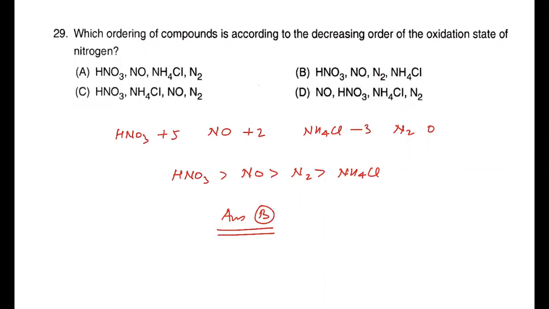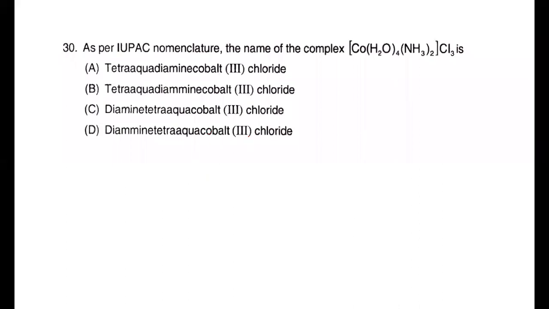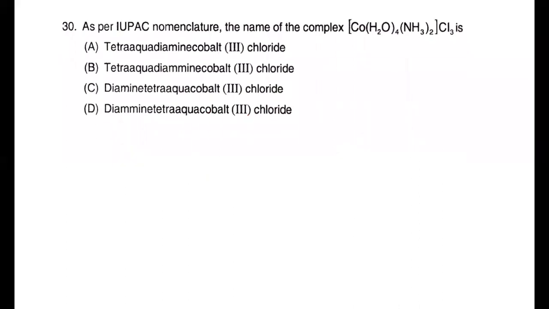Then question number 30 is given. As per IUPAC nomenclature, the name of the complex. It is a complex of cobalt. First you check the oxidation state. The oxidation number of cobalt will come out to be +3. Ligands are ammonia and water. We'll use alphabetical order. So it is diammine, and in the case of ammine, we use a double M. That is the only precaution you have to take in the spelling of ammine. It must be A double M, and we'll follow alphabetical order. So diammine, tetraaqua, cobalt(III) chloride. This must be the answer.